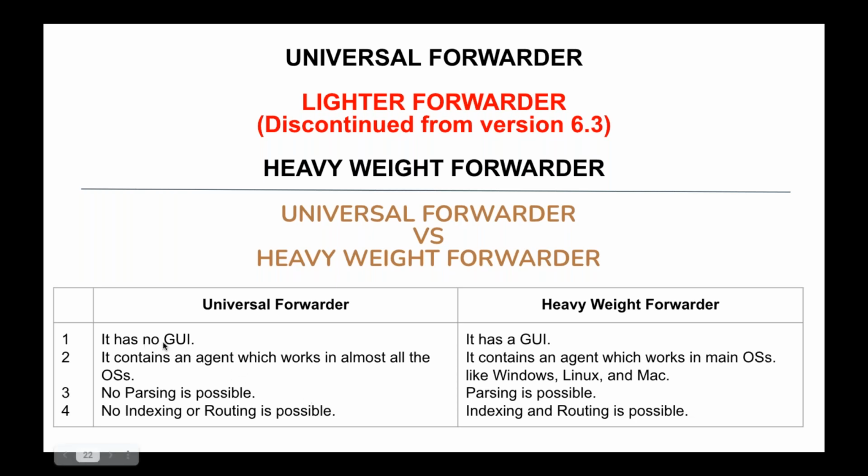This is important, please do remember. What are those? A universal forwarder does not contain any GUI, whereas a heavy forwarder contains one. A universal forwarder works on almost all kinds of operating systems, whereas a heavy forwarder is not like that. It works only on Windows, Mac, and Linux. The universal forwarder doesn't have any parsing, whereas the heavy forwarder will have parsing, and the universal forwarder will not have indexing and routing, whereas the heavy forwarder will have indexing and routing. Okay, clear?